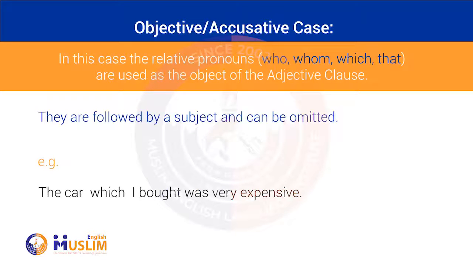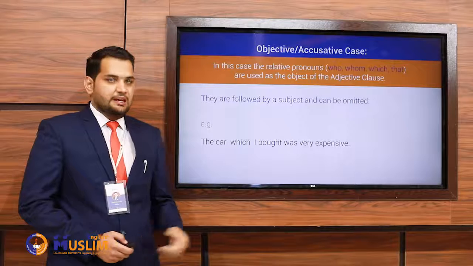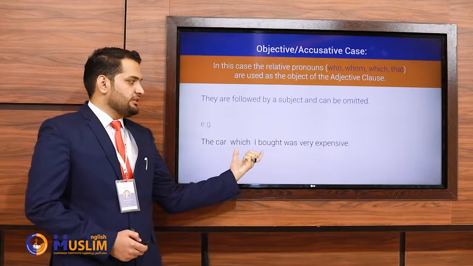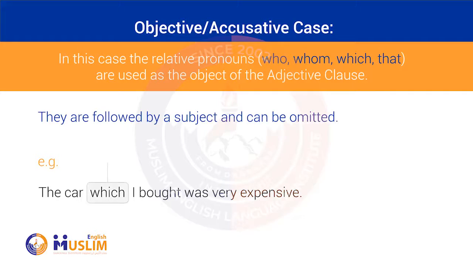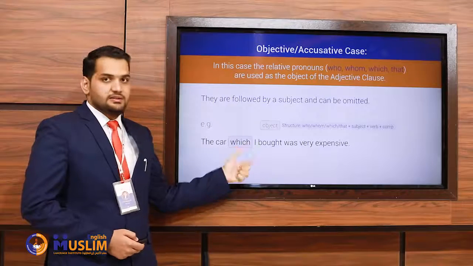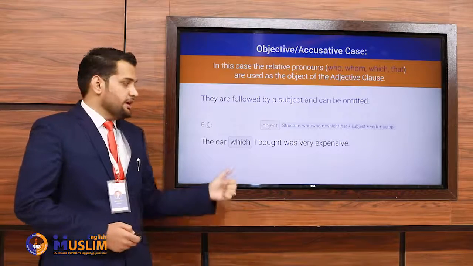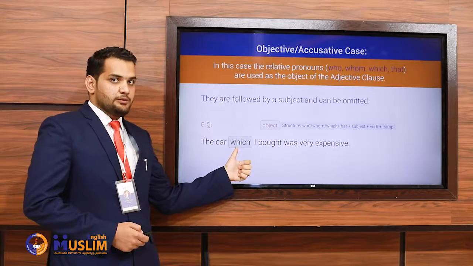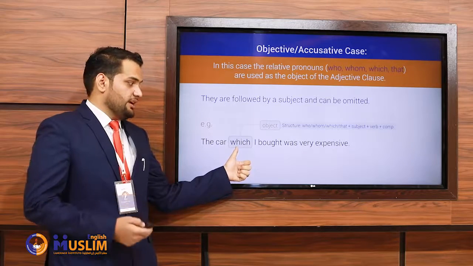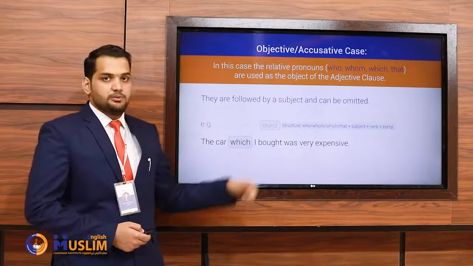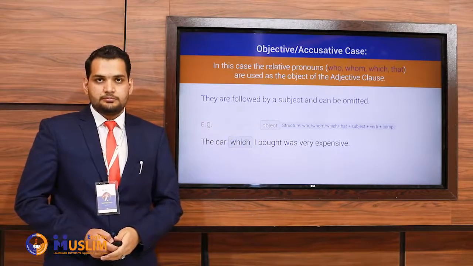For example, the car which I bought was very expensive. In this sentence, the adjective clause is which I bought. And if you see, which is a relative pronoun, and after that we have I, and that's the subject. It means that which is used as the object of the adjective clause. Remember, you can also omit the relative pronoun which from this sentence. You can also say, the car I bought was very expensive.